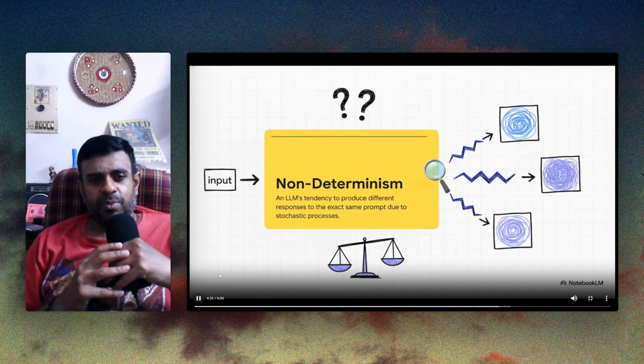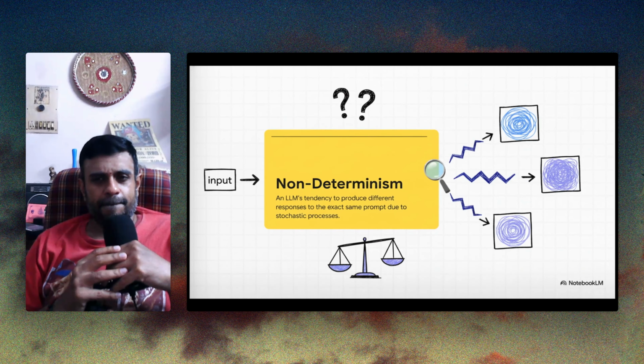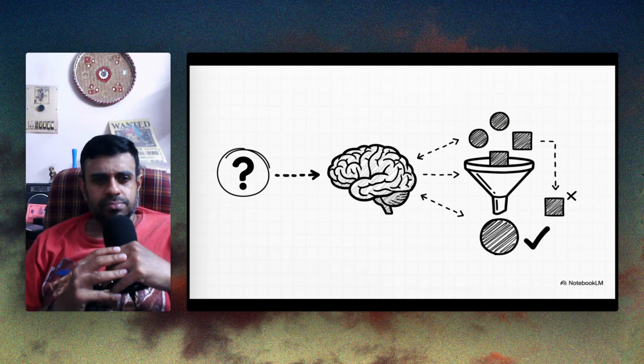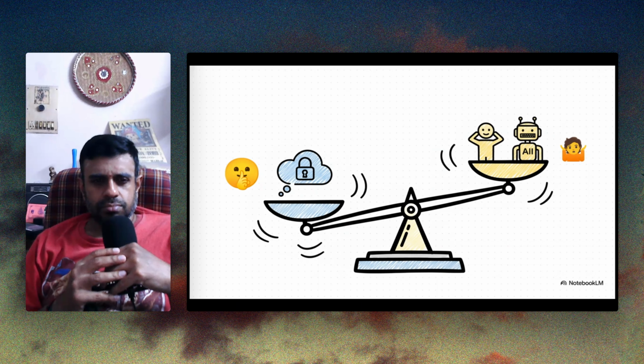Called non-determinism. Basically, it means you can give an LLM the exact same prompt twice and get 2 totally different answers. So how are you supposed to test something that keeps changing its mind? Well, there's a pretty clever workaround called self-consistency. What you do is you ask the same question, let's say 10 times, and then you just take the answer that comes up the most often. It's like taking a majority vote.